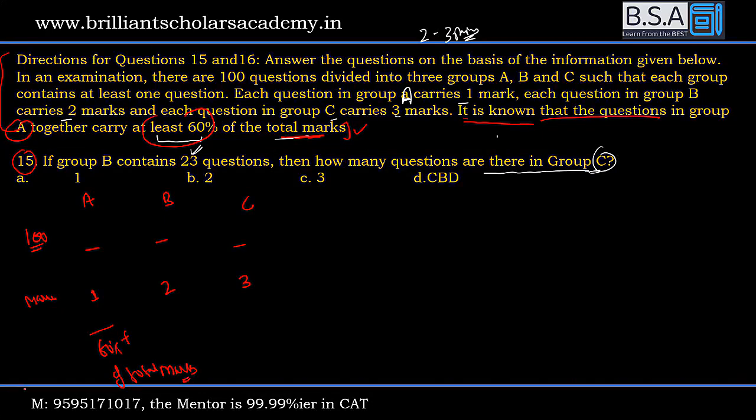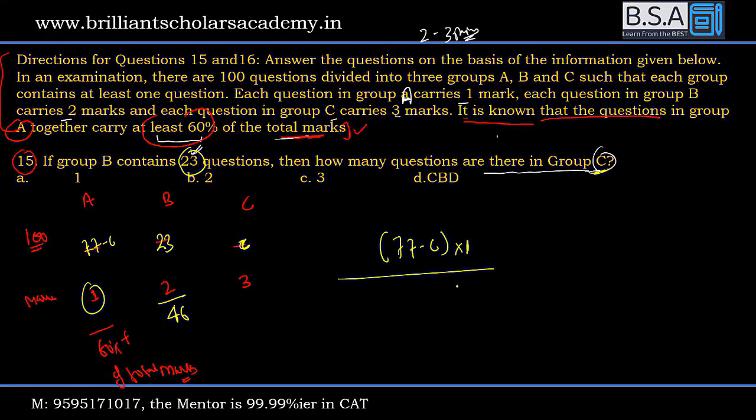Now here, the question gives me an additional hint that there are 23 questions in B. So 46 marks are done. Now I'm looking for how many questions can be there in group C. I can solve it through equations or I can go through options. Let me try equations. The number of questions in C is C. So how many questions will be in A? 77 minus C. So how many marks are here? 77 minus C into 1. This many marks are there.